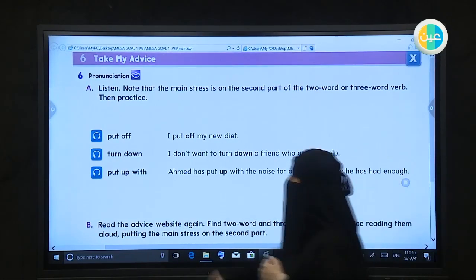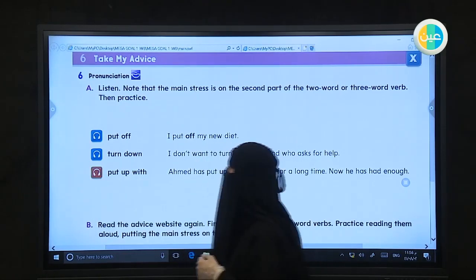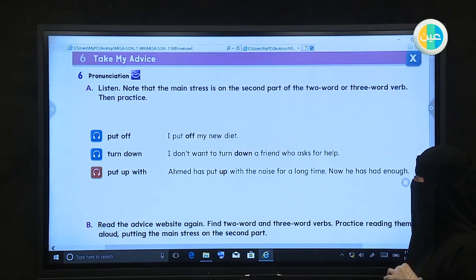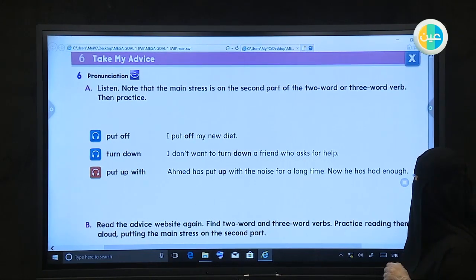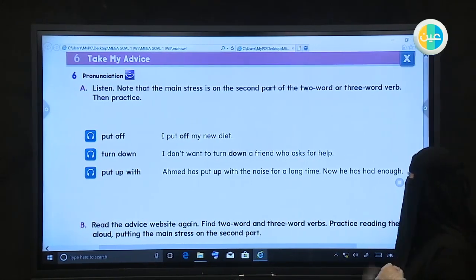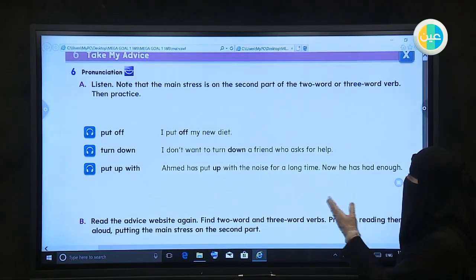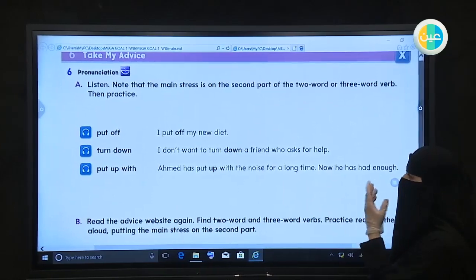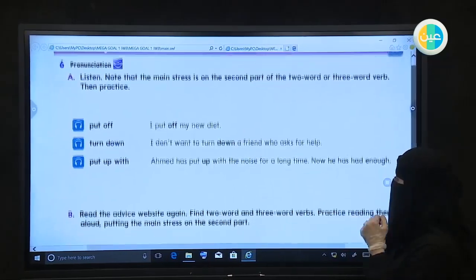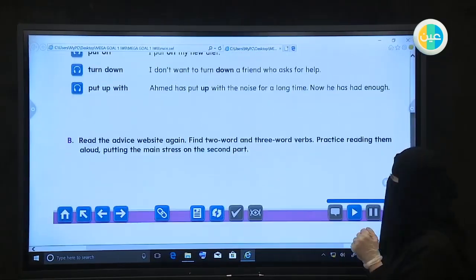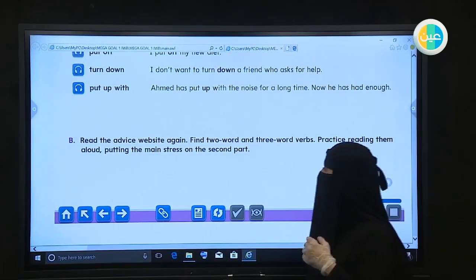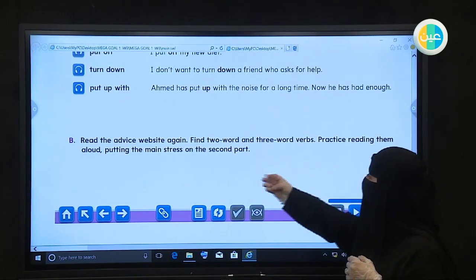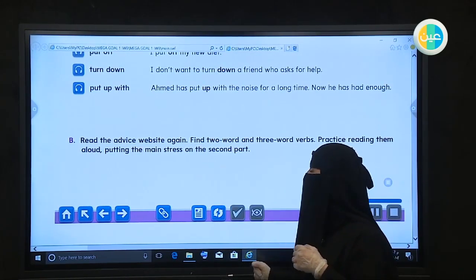That's about turn down. Number 3, put up with. Put up with. Ahmed has put up with the noise for a long time. Now he has had enough. Yeah, now he's had enough. That is about how to pronounce the two or three words together. Let me check step B. Read the advice website again. Find two- or three-word verbs. Practice reading them aloud, putting the main stress on the second part.